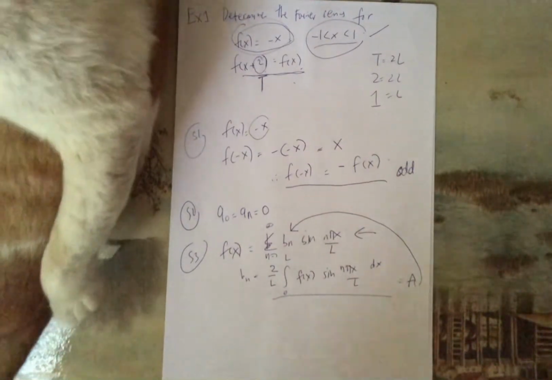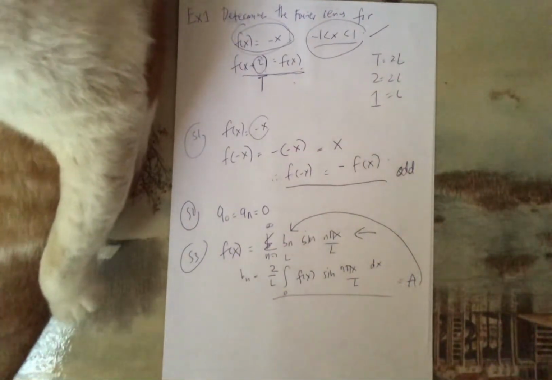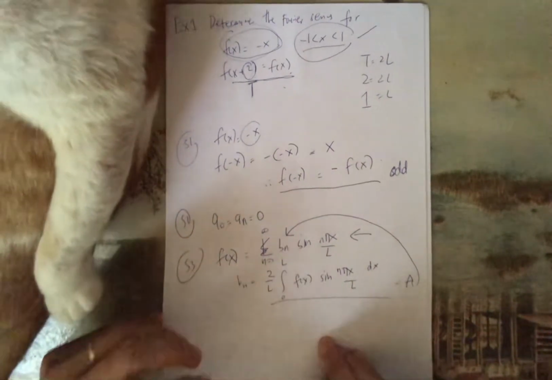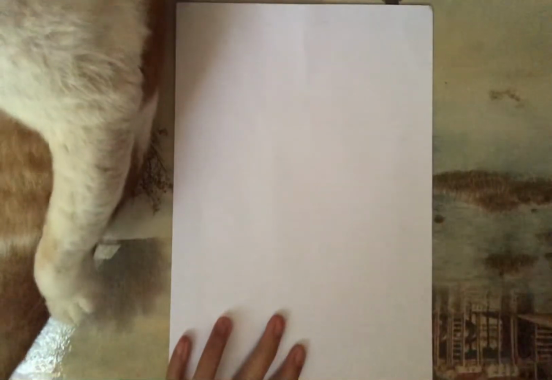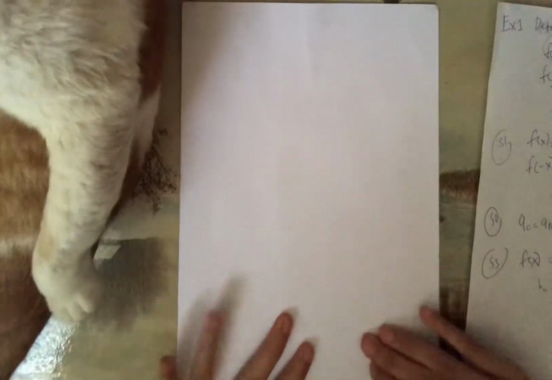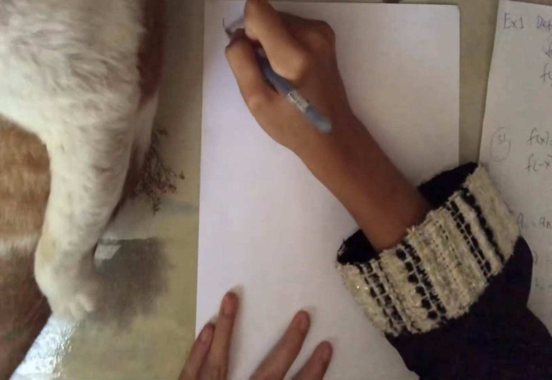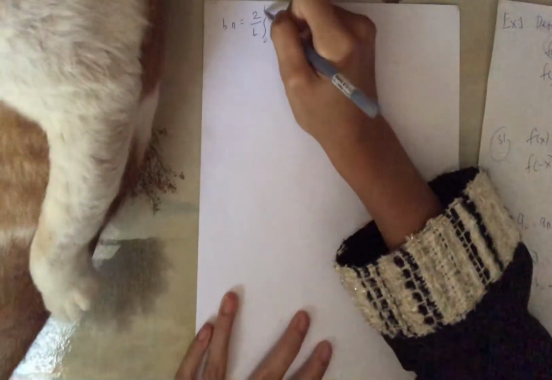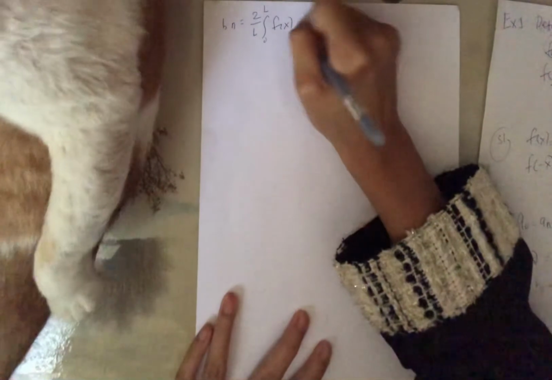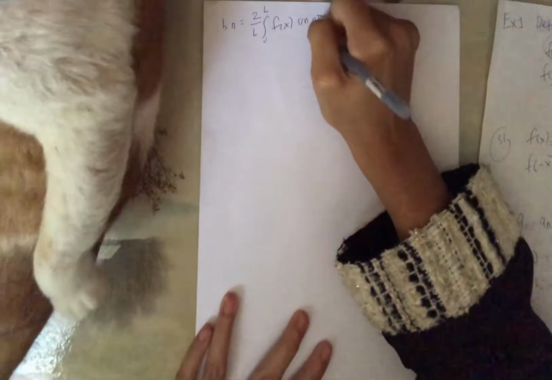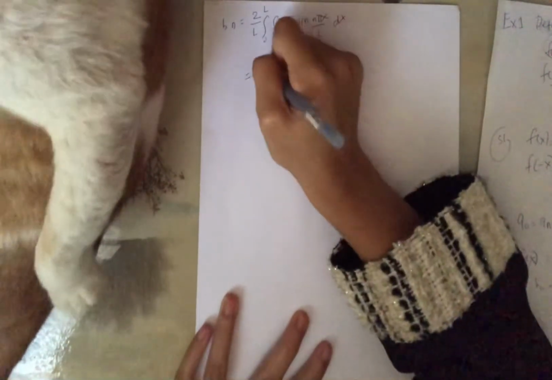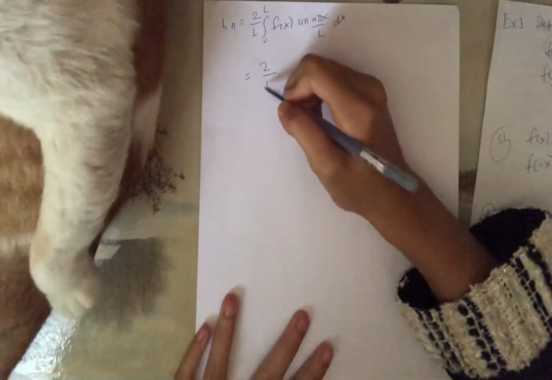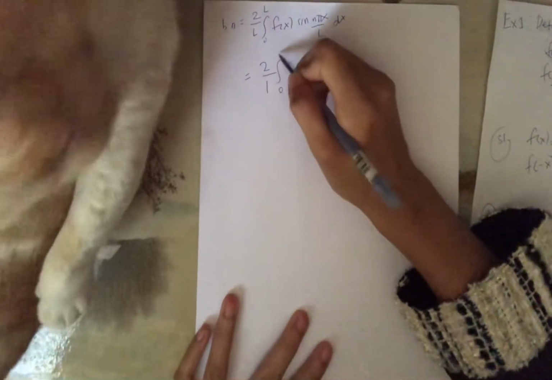Alright, so now we want to solve your b n. Write it down on the next page. So b n is equal to 2 over L, integral from 0 to L, and then f(x) sine n pi x over L dx. Okay class, so what is your L just now? Your L is 1. So then 0 to 1.